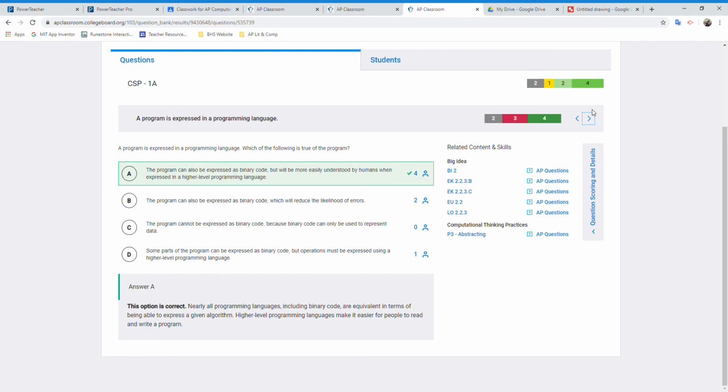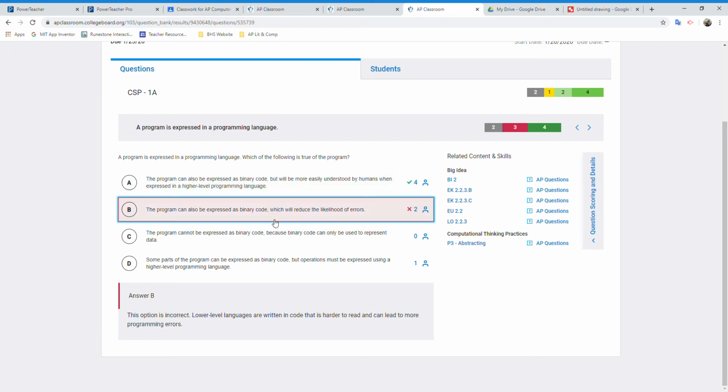Now, the next one, a couple more of you got this wrong, took a little bit of a walk. The correct answer is: a program is expressed in a programming language, which of the following is true of the program? The program can also be expressed as binary code, but will be more easily understood by humans when expressed in a higher level programming language. Now this one, a program can be expressed as binary code, which reduces the likelihood of errors. No, there's the same amount of likelihood of errors in binary code as you do any other way.